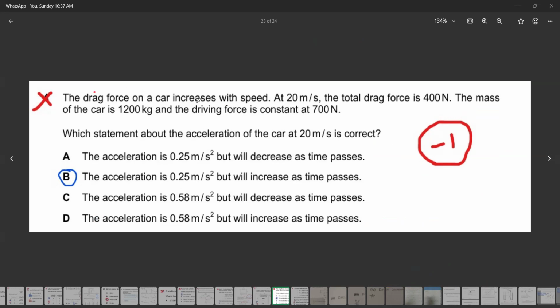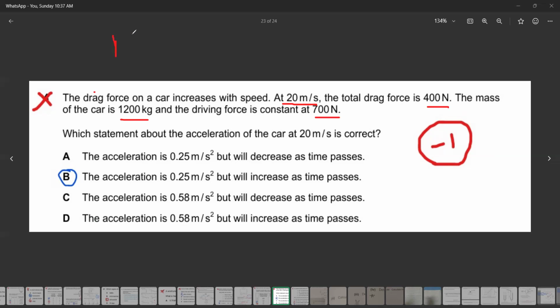The drag force on a car increases with speed. At 20 meters per second, the drag force was 400. The mass of the car is 1200. The driving force is 700. Which statement about the acceleration of a car at 20 meters per second is correct?